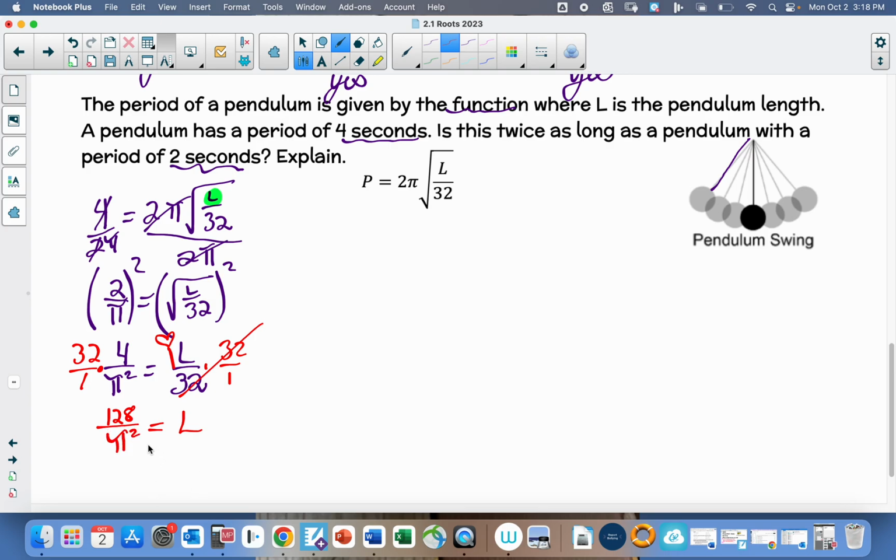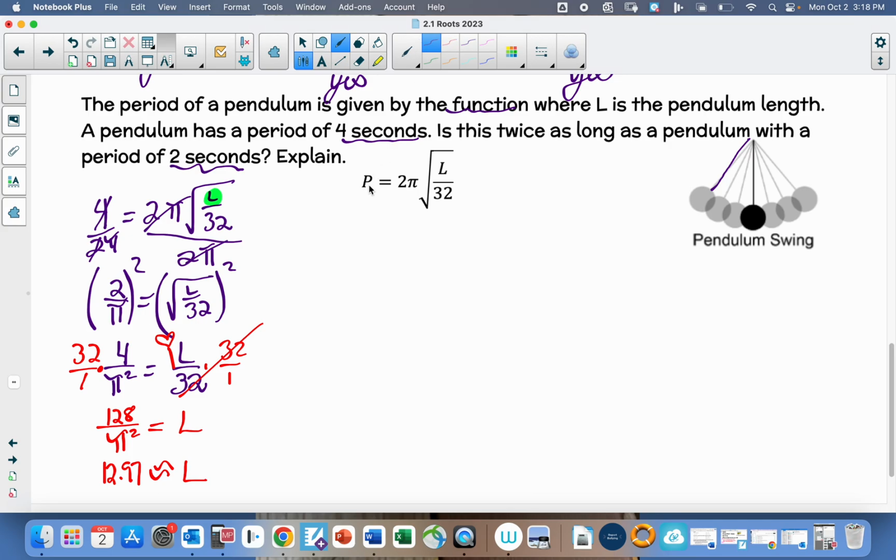Now, because pi is irrational, I can't give an exact value for the length, but I could approximate it. So the length, if I put 128 and divide it by pi squared, I get about 12.97. That's an approximation. All right, now let's see if it's 2 seconds.